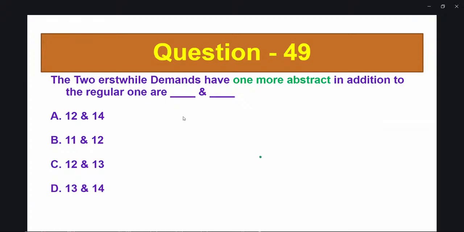Two erstwhile demands have one more abstract in addition to the regular one. Normally each demand has one abstract, but two demands have more than one abstract. Anyone, please raise your hand and confidently answer this question.